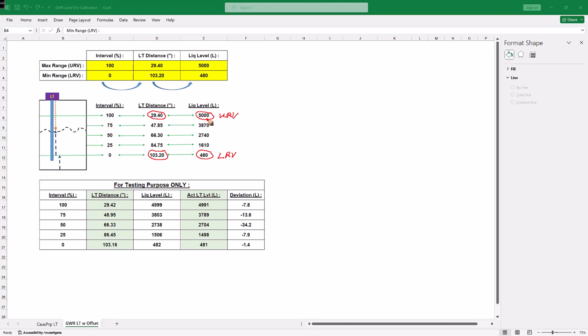So we can calculate in such a way. It's very easy. Maybe we can draw a line here. Here is 103.20 inches, and here is 29.40 inches, and this is the distance. Distance refers to the signal distance measured from the level transmitter head to the liquid surface. Here the level is 5000 liter and the LRV is 480.